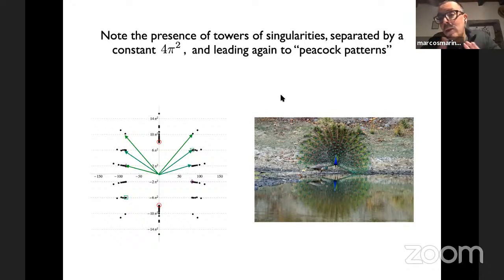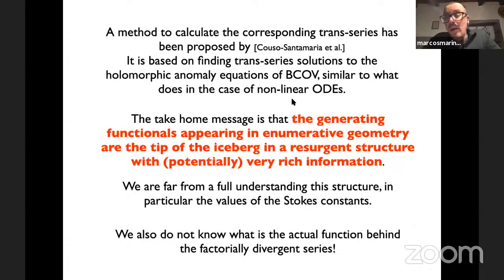And I have to say that in topological string theory, we don't have any a priori way to do this calculation. I mean, we don't have a path integral from which to calculate different sectors. This is a string theory. Now, there is a formal way of doing this calculation of trans-series, which is very interesting. It's based on the holomorphic anomaly of Bershadsky, Cecotti, Ooguri, and Vafa.